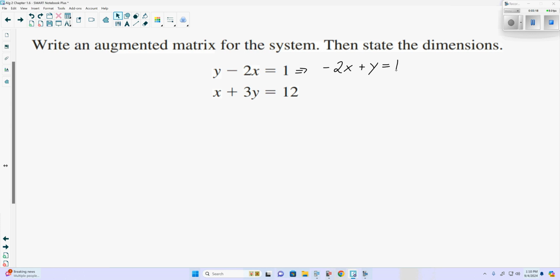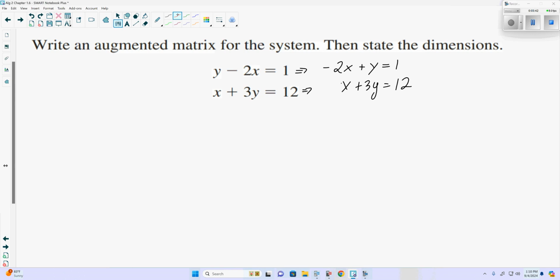Questions on this here? Now the second equation is already in the correct form: x plus 3y is equal to 12. Questions on anything we've done so far? We good with this here?